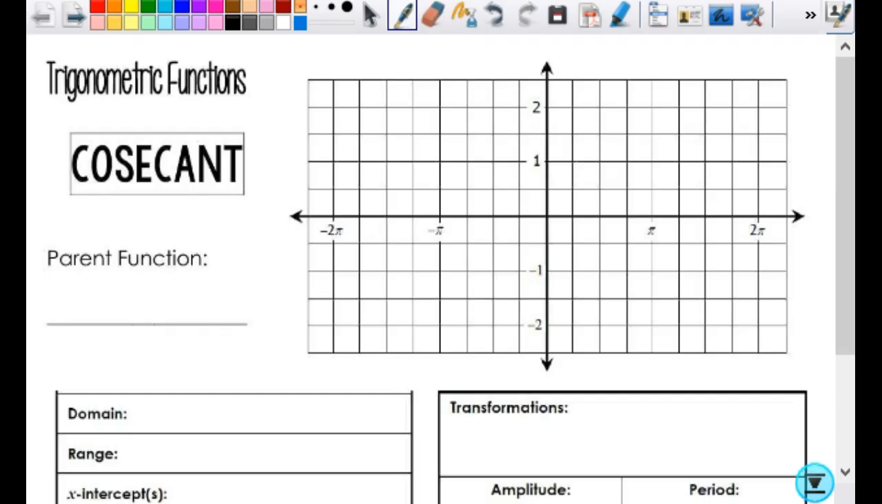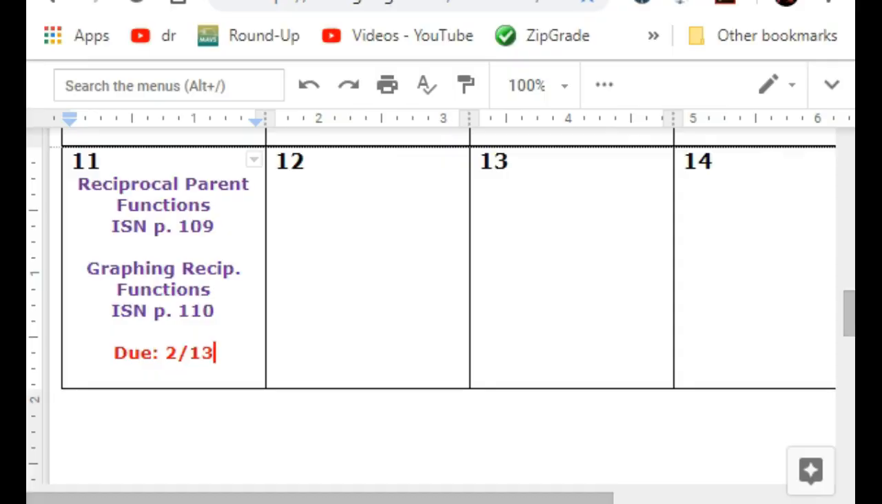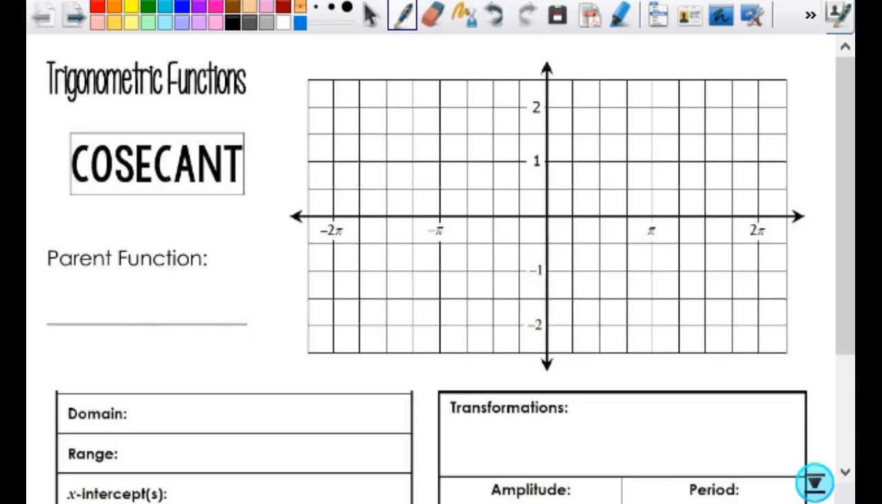Okay, so we are here, and this is going, I already forgot, on page 109. So, page 109. So if you remember, cosecant is 1 over sine of x.